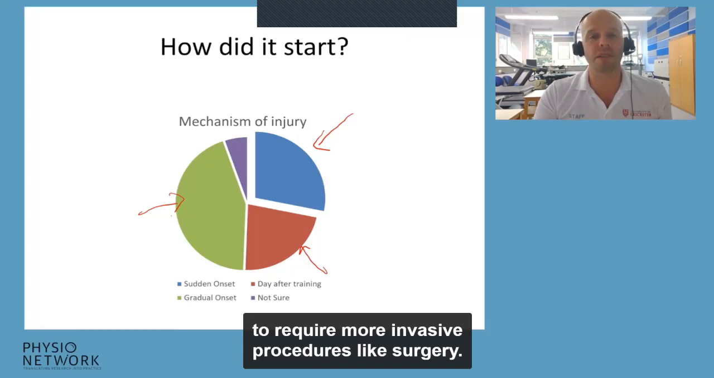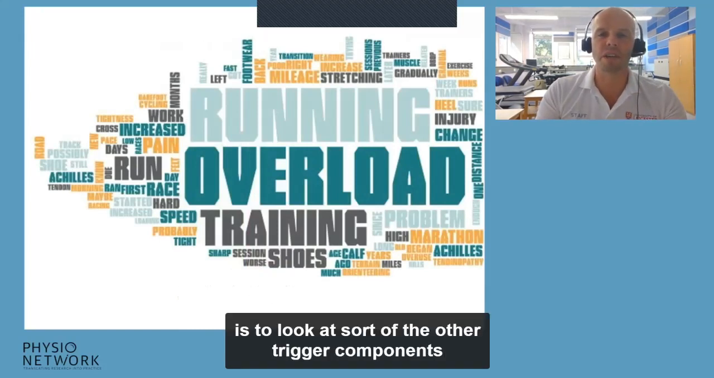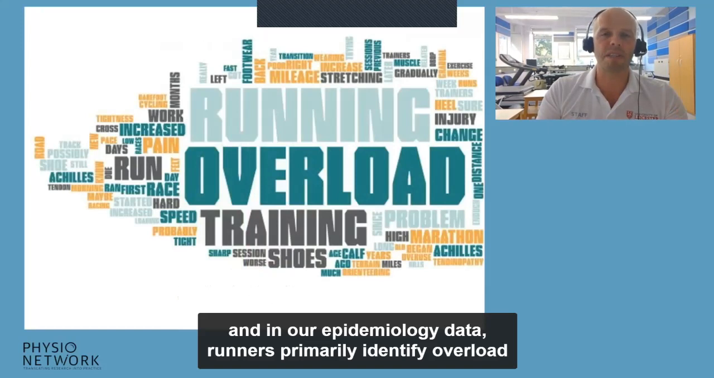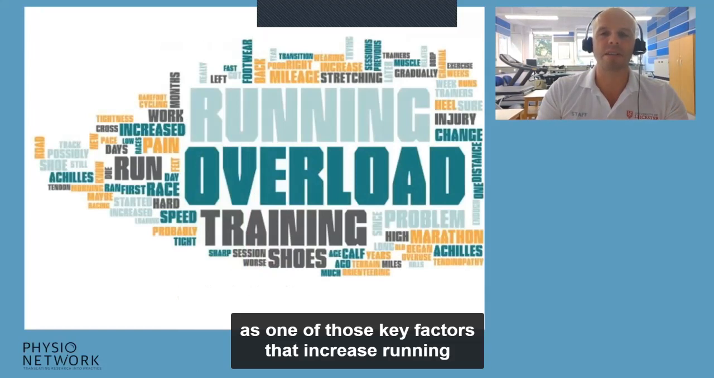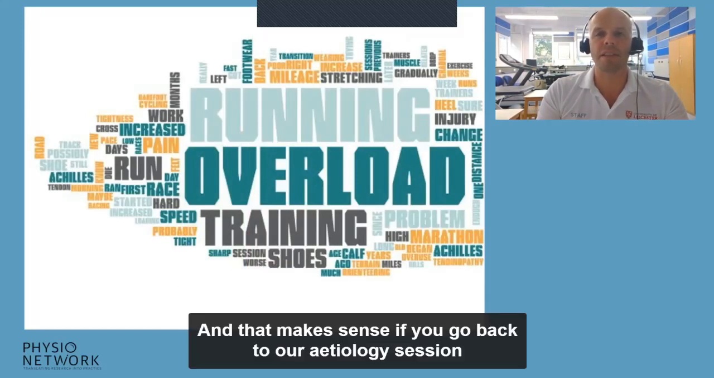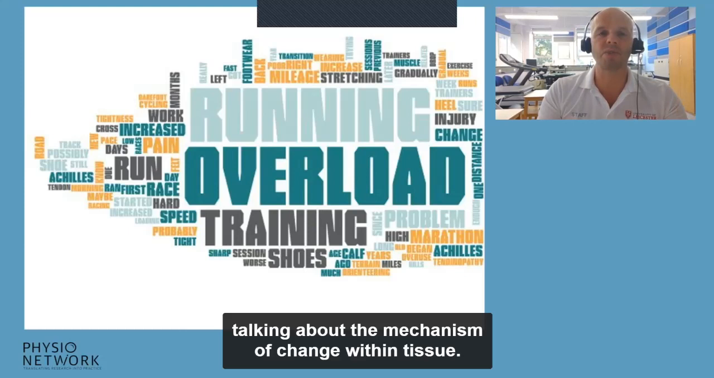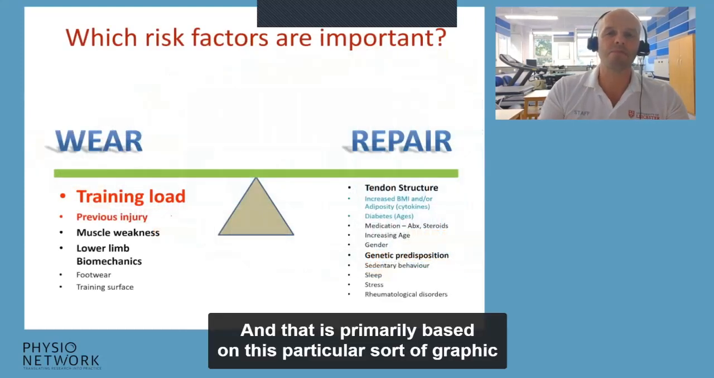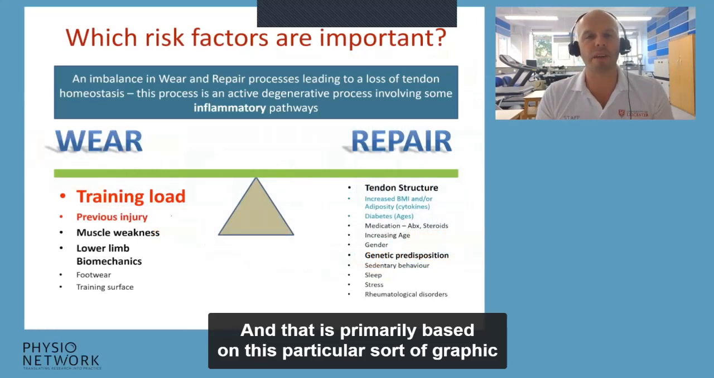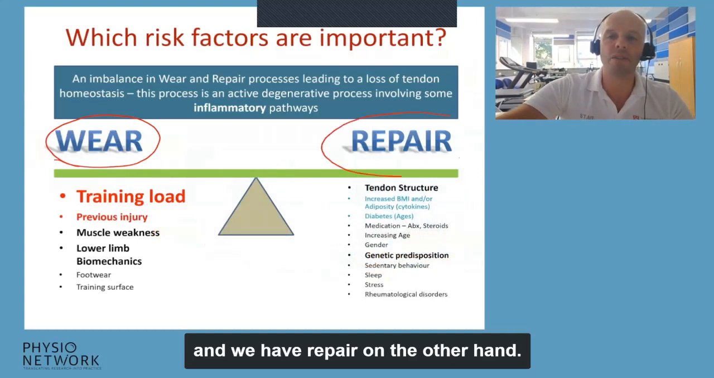invasive procedures like surgery. So the other aspect then is to look at the other trigger components. And in our epidemiology data, runners primarily identify overload as one of those key factors, that increased running seemed to be the trigger for their disorder developing. And that makes sense if you go back to our etiology session that we previously ran, talking about the mechanism of change within tissue. And that is primarily based on this particular graphic, where we have stress on the tissue on one side, wear, and we have repair on the other hand.